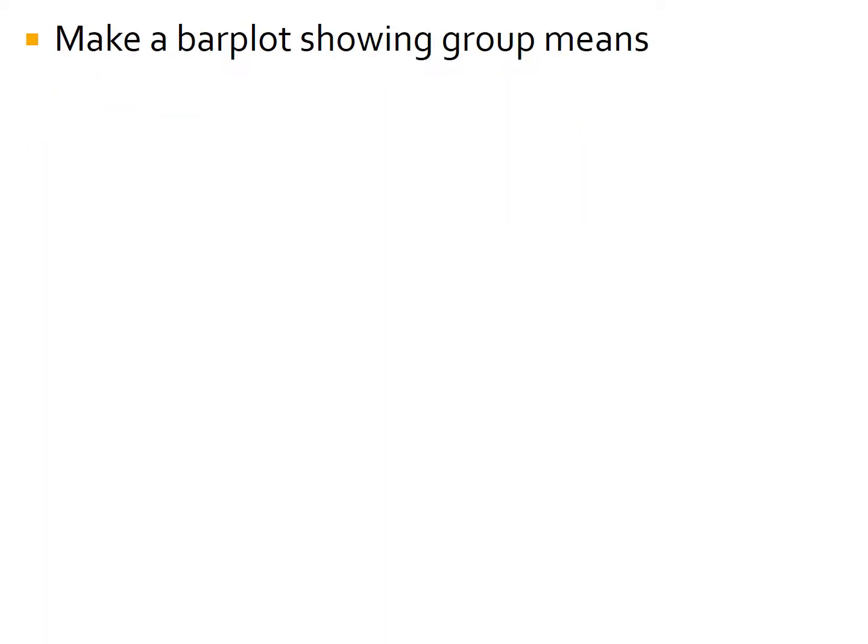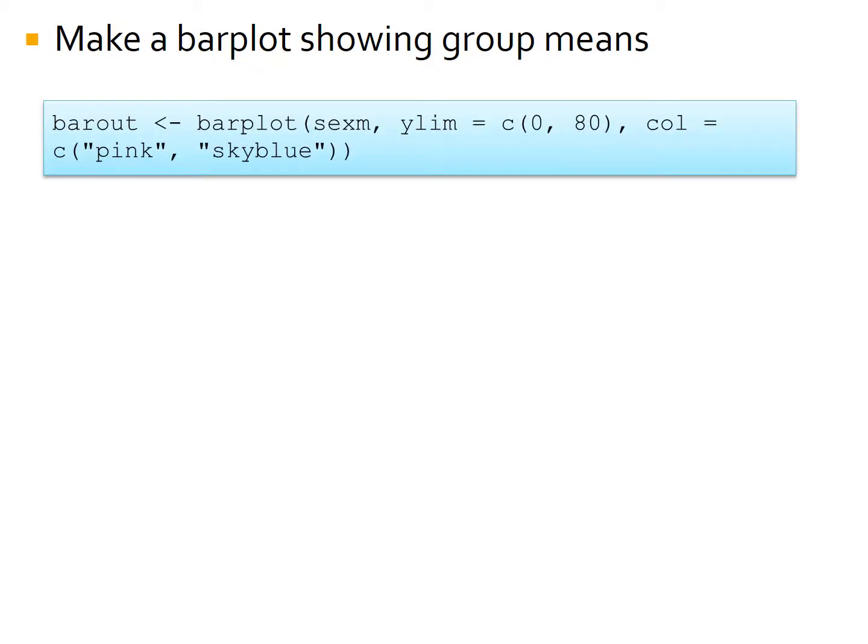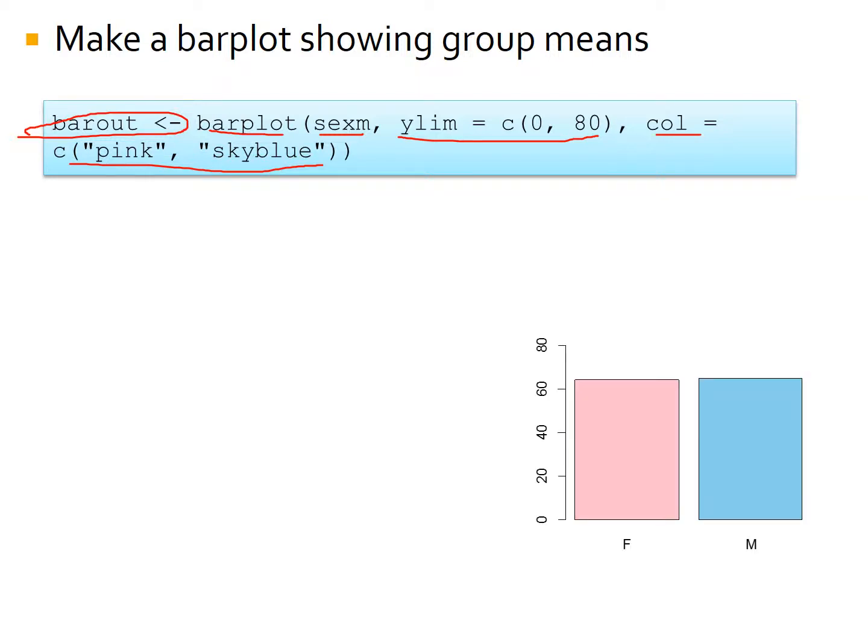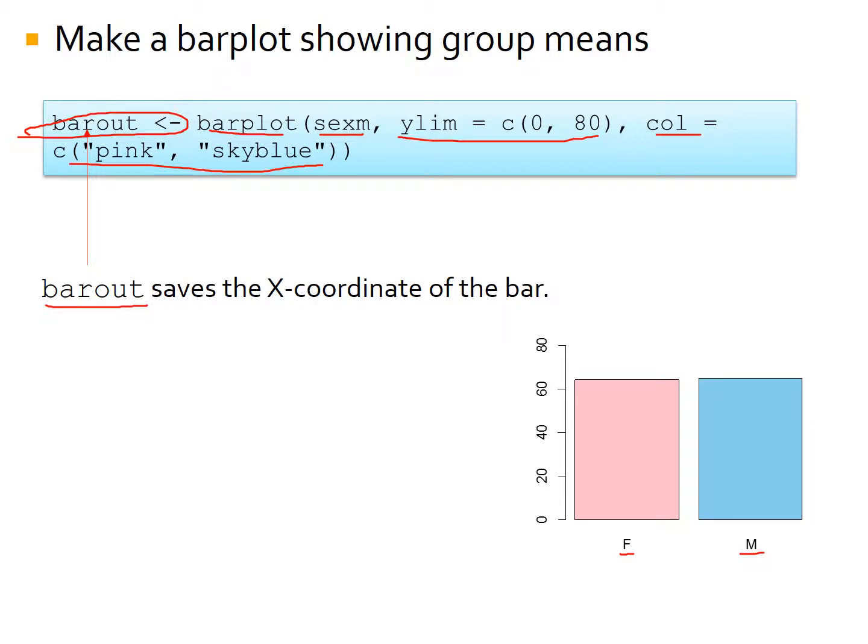So I make the bar plot to show the group means. Just ignore this right now, and the barplot of sex.m is the mean of each sex, and the ylim is from 0 to 80. Color is pink and sky blue. So you see the bar plot, female and male like this, and the bar.out, I save it to save the x coordinate of each bar. So this coordinate would be something like 65, and this one is 66, something like that. It will save the coordinates so that I will use it for the error bars over here.